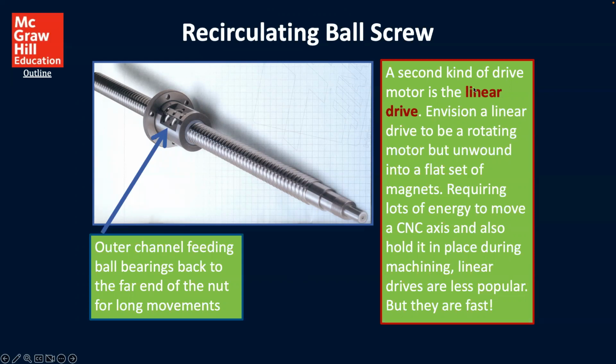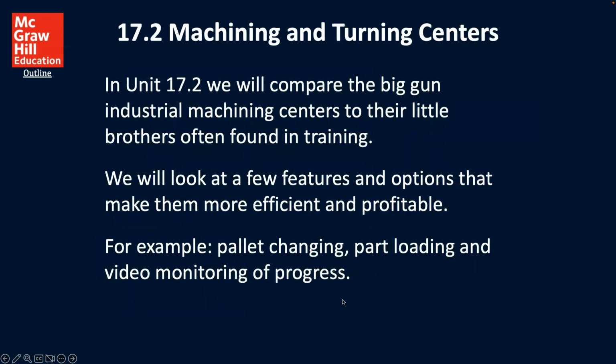So we have that. A second kind of drive motor is a linear drive, envisioning a linear drive to be a rotary motor, but unwound into a flat set of magnets, requiring lots of energy to move a CNC axis and also hold it in place during machining. Linear drives are less popular, but they are fast. And so you can be thinking about those trade-offs in case you experience that.